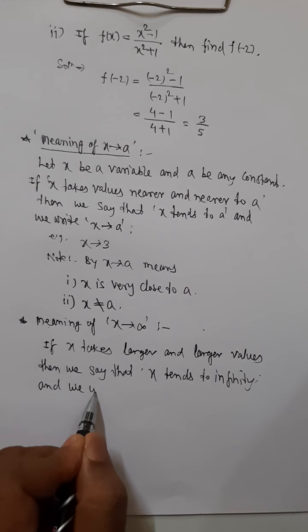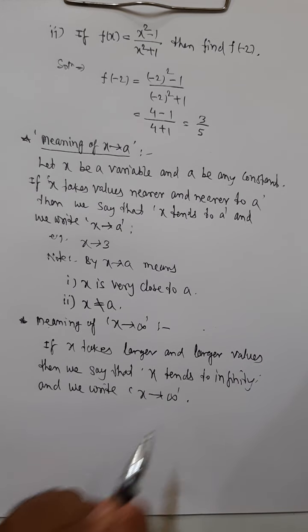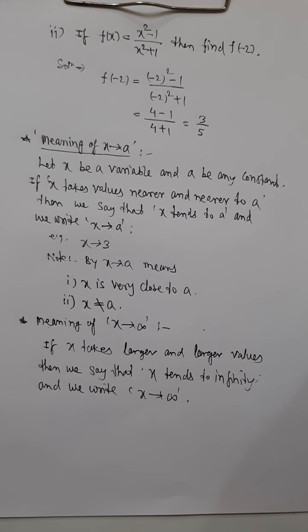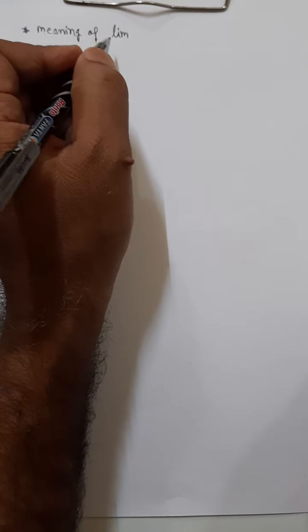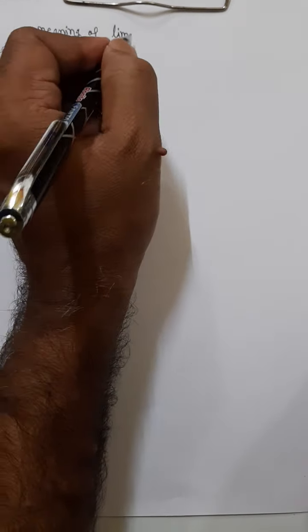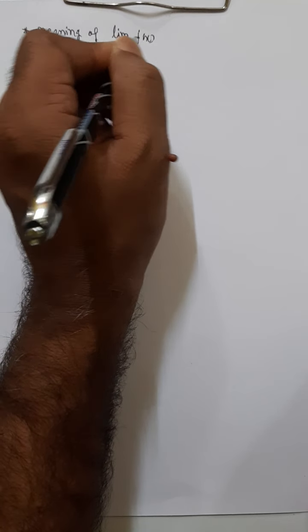And we write symbolically like this: x tends to infinity. Then we will see the meaning of this symbol. Meaning of LIM, that is short form of limit. Limit of f of x as x tends to a is equal to L.